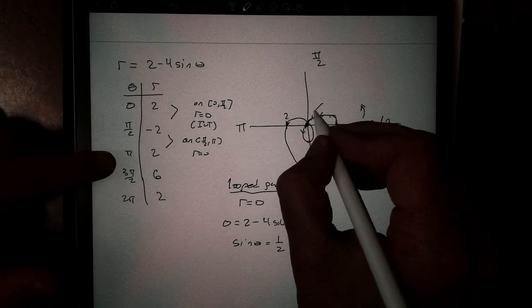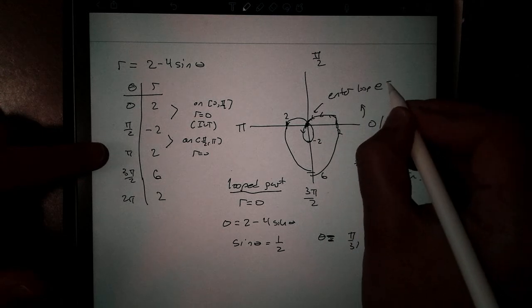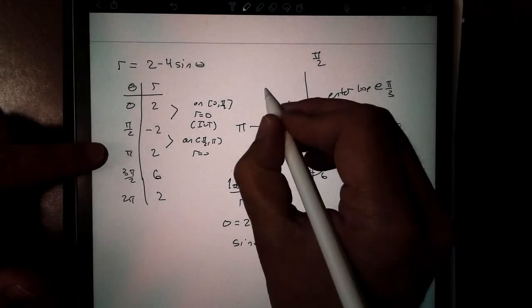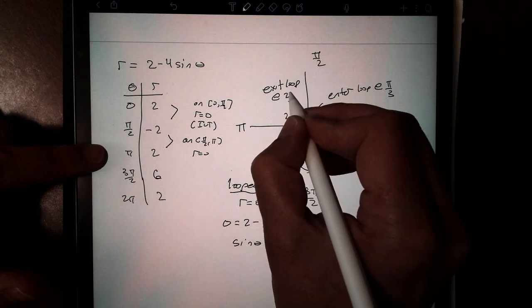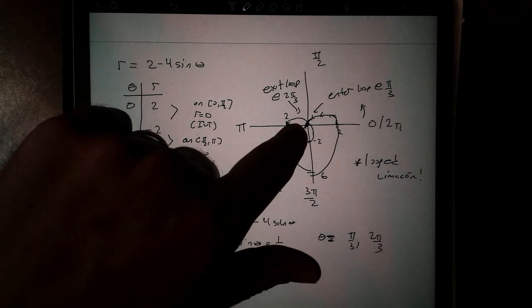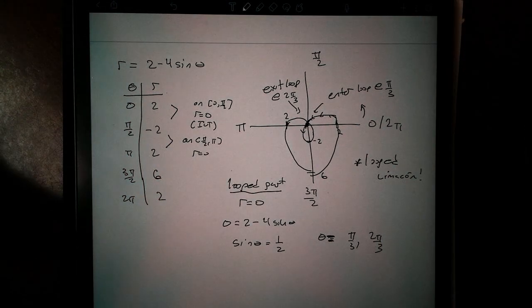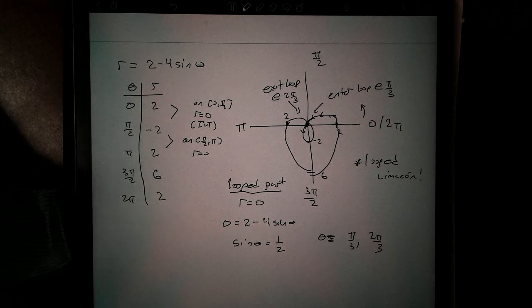So I know that I enter the loop at pi over 3. We exit the loop at 2 pi over 3. And that becomes very important because later on we're going to find the area of the loop itself. Pretty cool. All right. Go back to video 2, and we're going to take a look at how we graph flowers, roses.